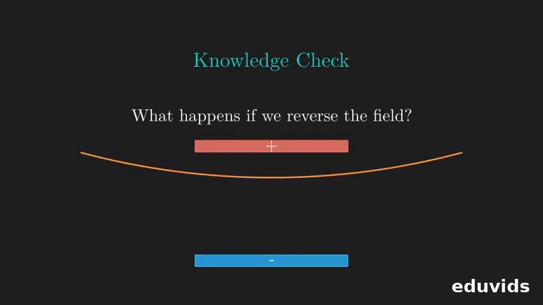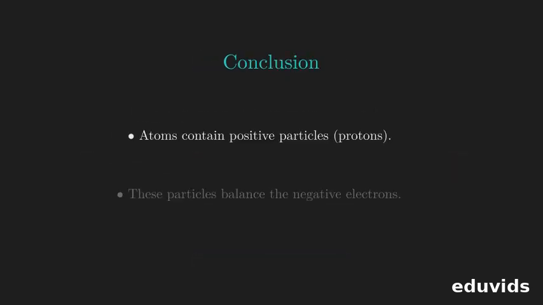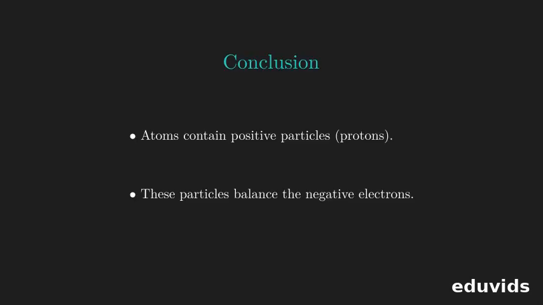The positive Canal rays would then deflect toward the plate that is now negatively charged. The Canal ray experiment showed that positive particles exist in the atom alongside negative electrons. This finding fundamentally changed our model of the atom and opened the door to modern nuclear physics.